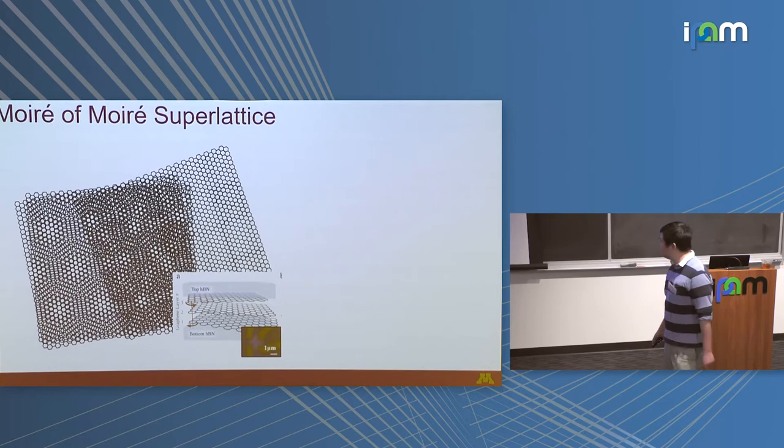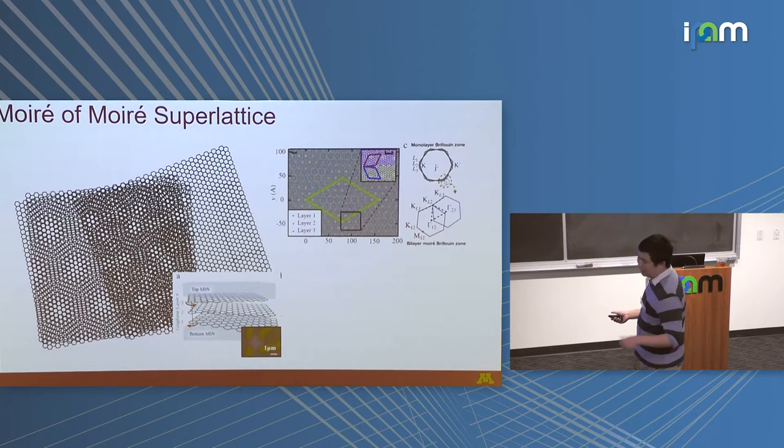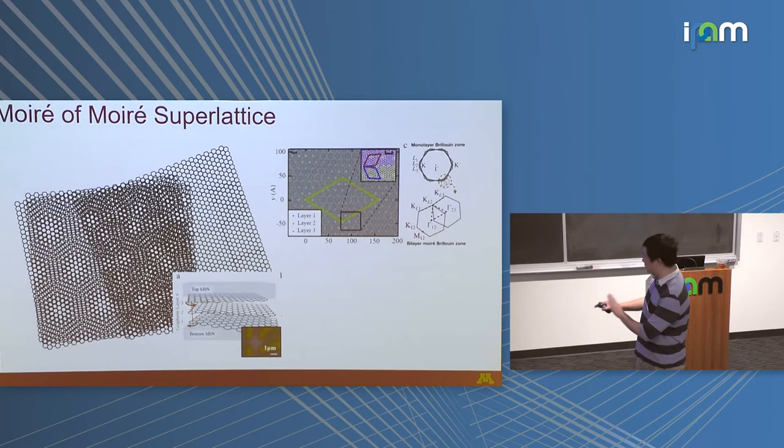What's nice about this moiré system is that if you only have a graphene lattice, your lattice constant is about a few angstroms. Now you add another layer and you have a moiré superlattice, and around the magic angle you roughly have a lattice constant 10 times larger, so a few nanometers. With the third layer, at least in our system where we aim for 3 degrees, it's on the order of tens of nanometers.